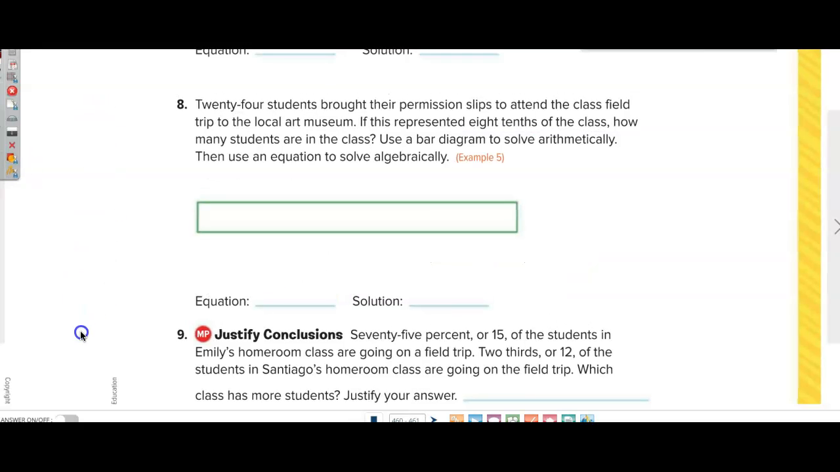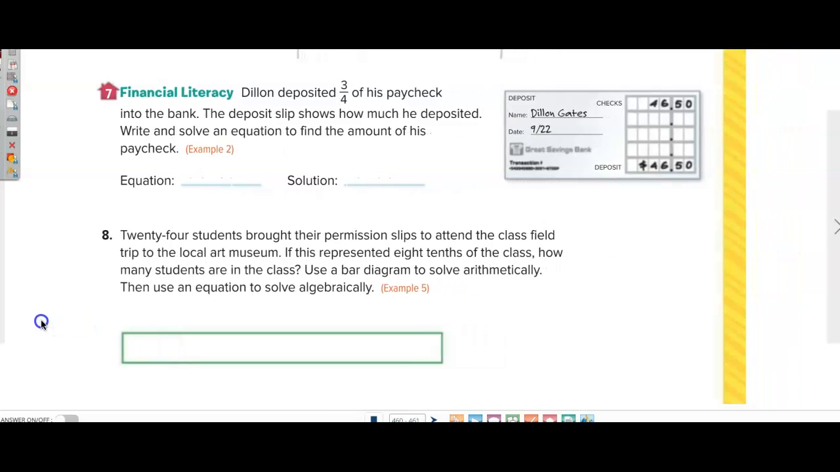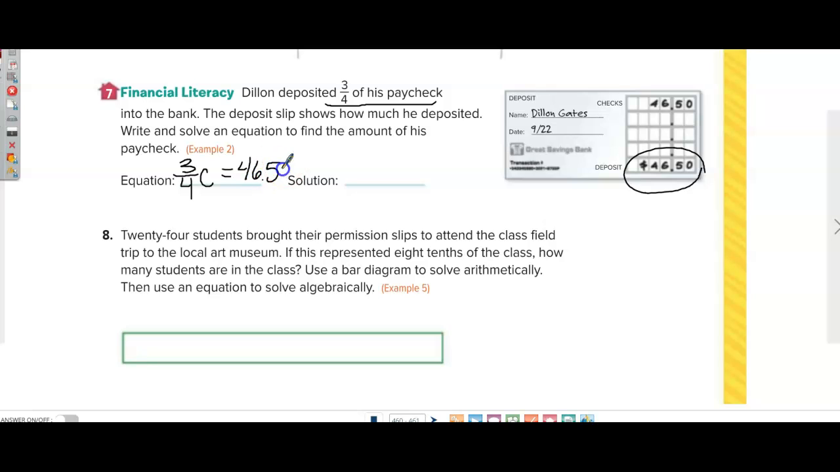Okay, and then our last one that we'll do together is number 7. So Dylan deposited 3/4 of his paycheck into the bank. The deposit slip shows how much he deposited. Write and solve an equation to find the amount of his paycheck. So we're missing the total amount of his paycheck, but we know that he deposited 3/4 of it, and we know that this is the amount that he deposited. So we know that 3/4 of his total paycheck, which we don't know, so I'm going to say C for check, is $46.50.